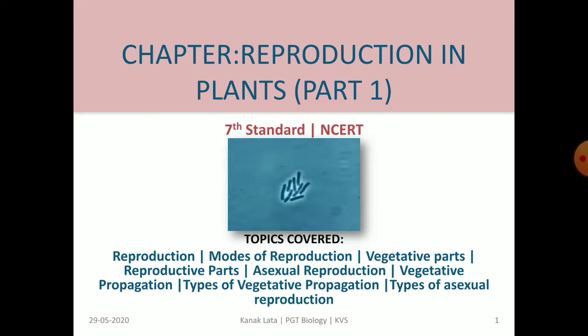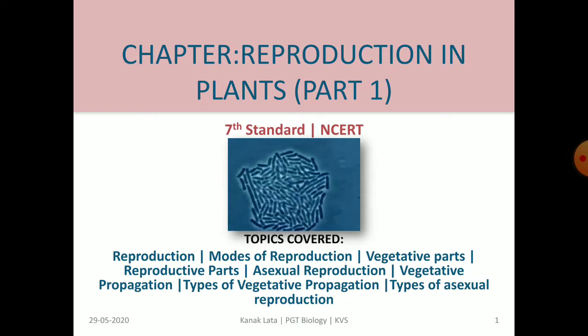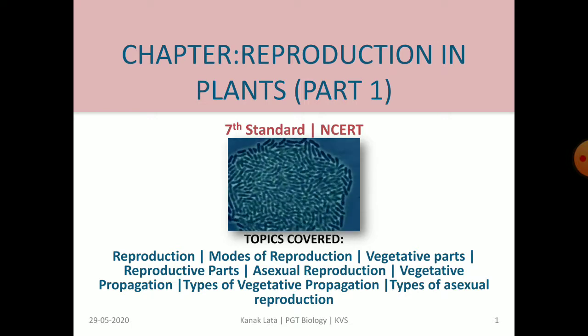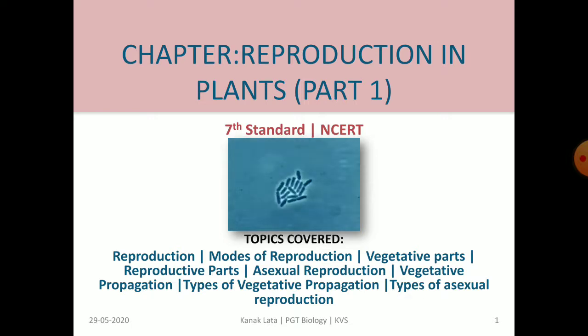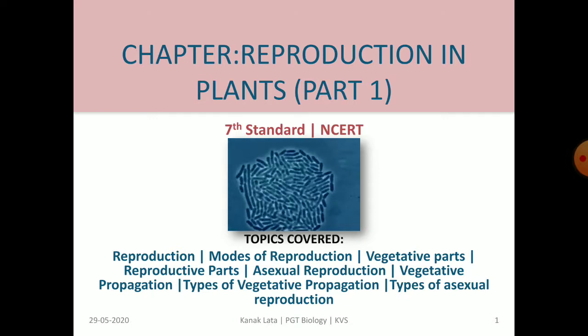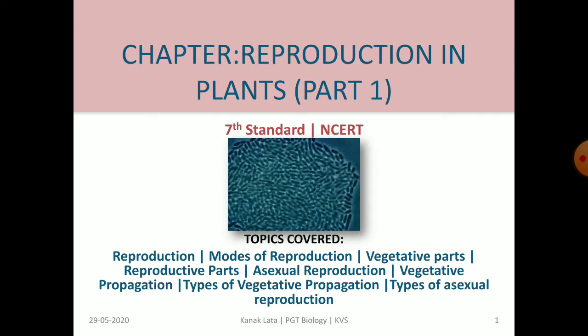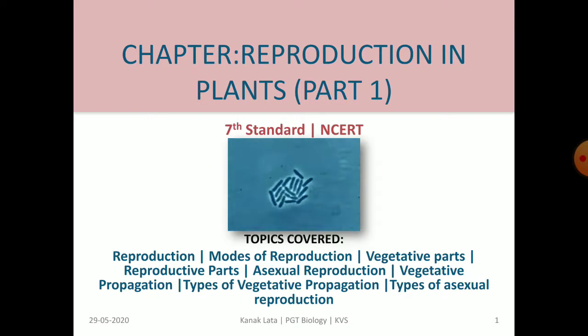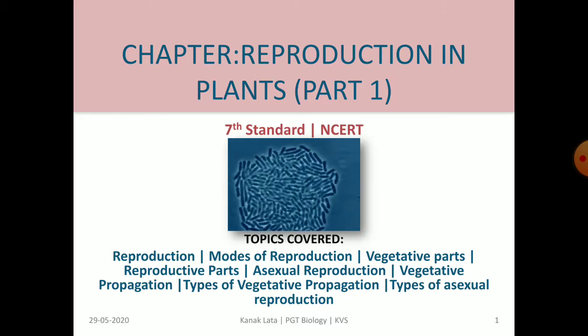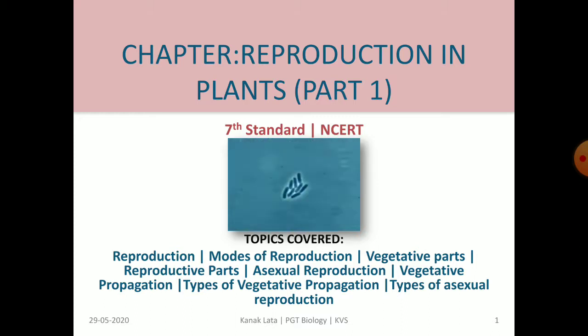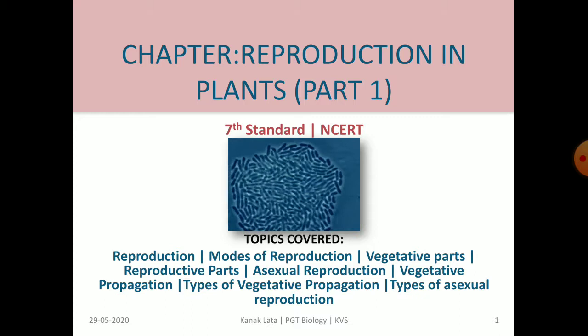Today, in this online session, I am here with Reproduction in Plants, Part 1 of 7th Standard. Today's topics for discussion are reproduction, modes of reproduction, vegetative parts, reproductive parts, asexual reproduction, vegetative propagation, types of vegetative propagation and types of asexual reproduction.